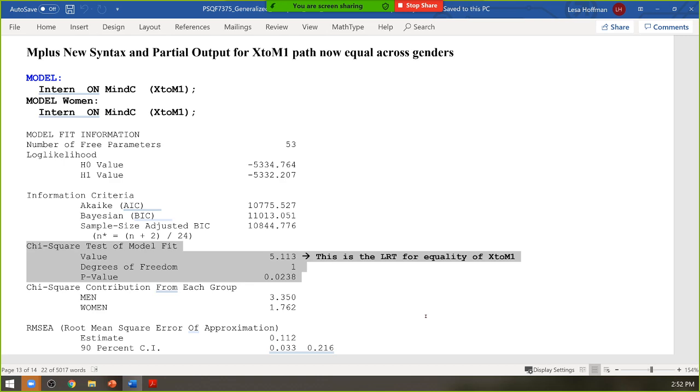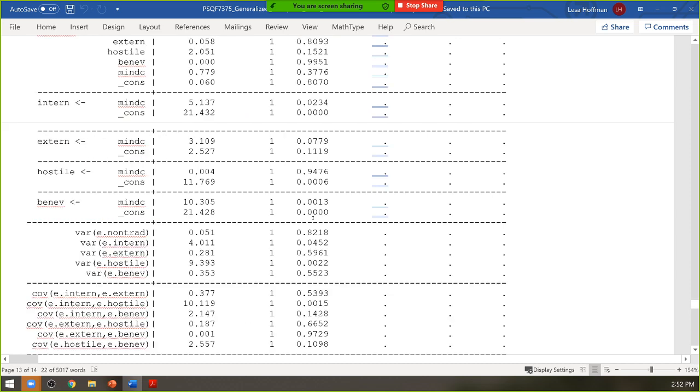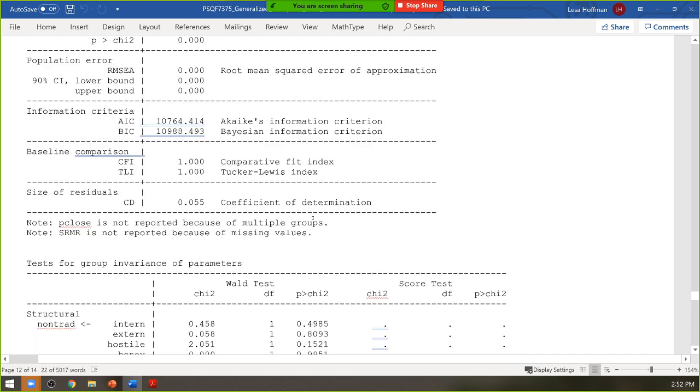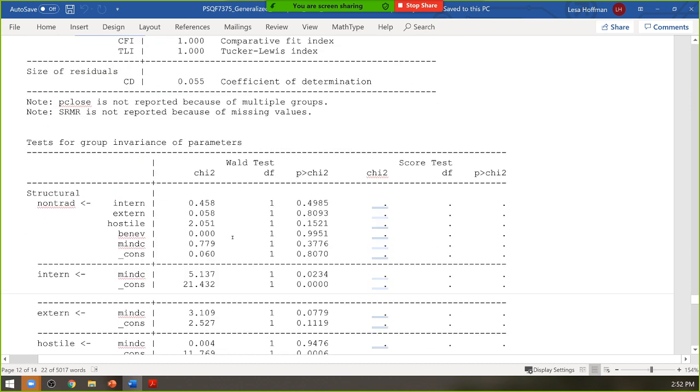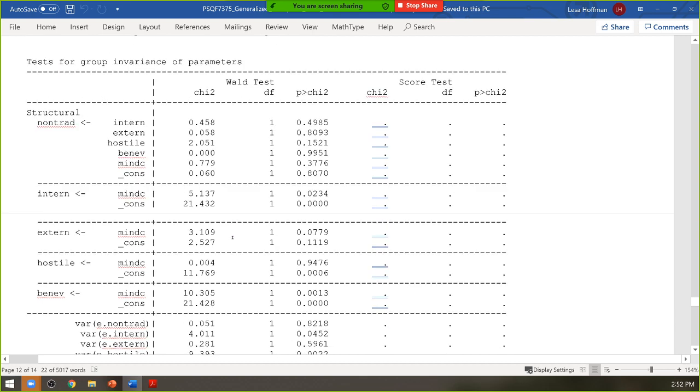So in this case, it cannot. So it looks like the X to M1 path needs to be different across groups. And that is, let me find, that one right here in Stata. Stata does this way more efficiently. It tells you what it would be in terms of the change in model fit if each of the paths were constrained equal across groups without you actually having to physically re-estimate the model to get that answer.